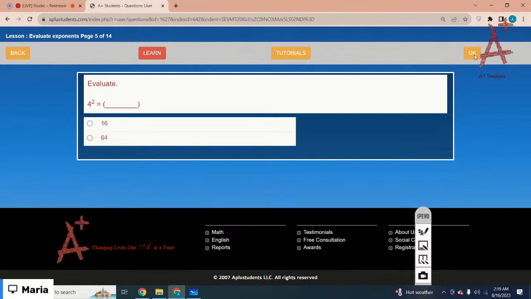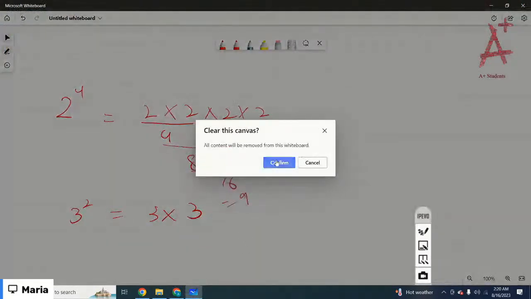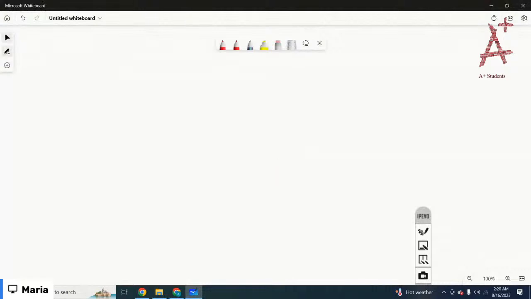Okay, the next one is 4 square. So which is the correct option? 4 square means you have to do 4 times 4. That means you have to evaluate 16. 4 times 4 is 16. You are confused about what?